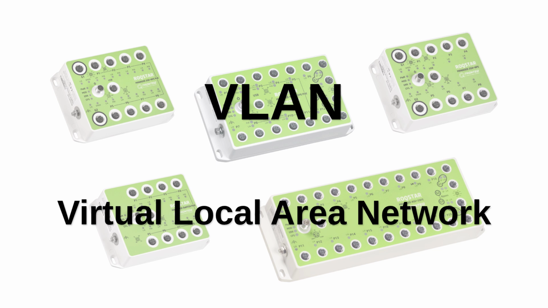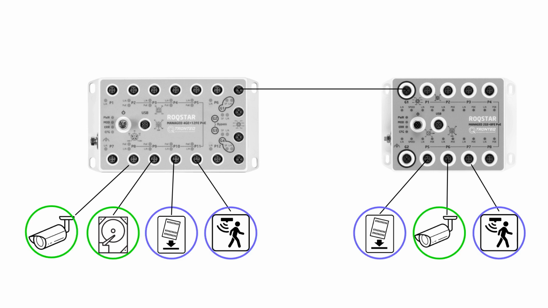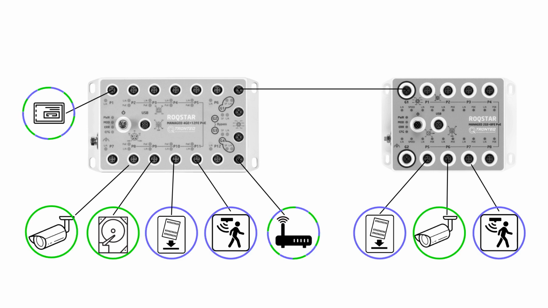In this video we will show you how to set up VLANs. With VLANs you can segregate the physical network into multiple logical networks. This creates different groups of devices, and the Ethernet switch will keep their communication separate. Only those devices that are in the same VLAN can communicate directly with each other.